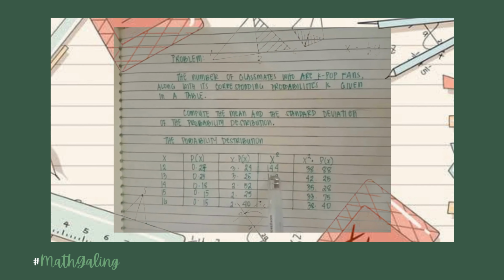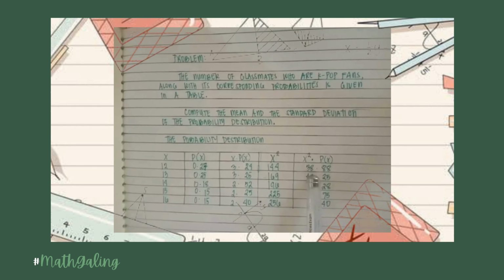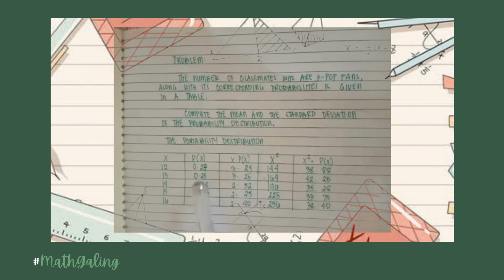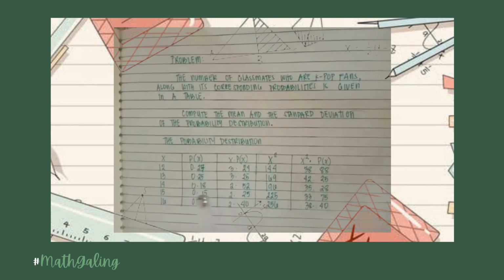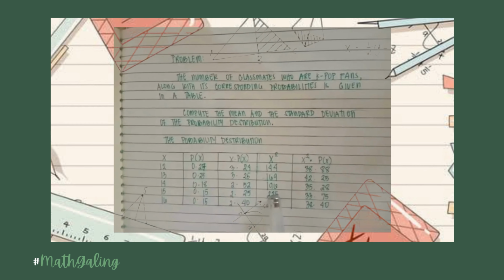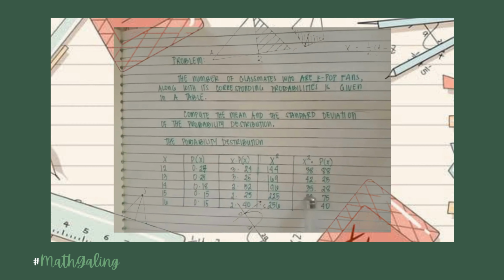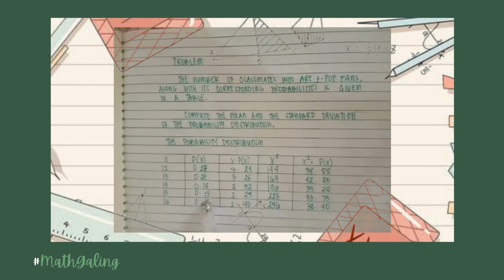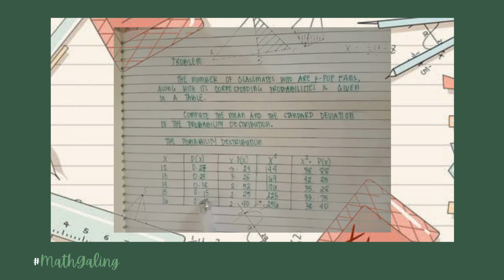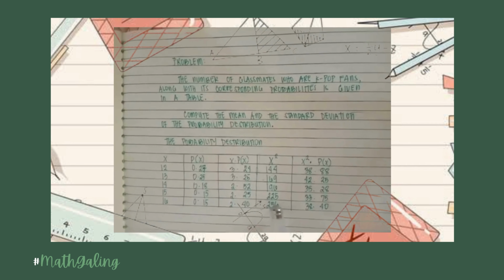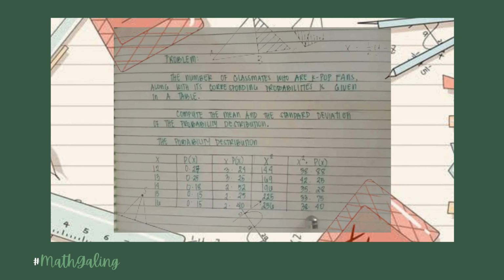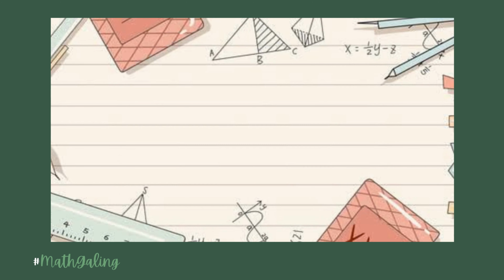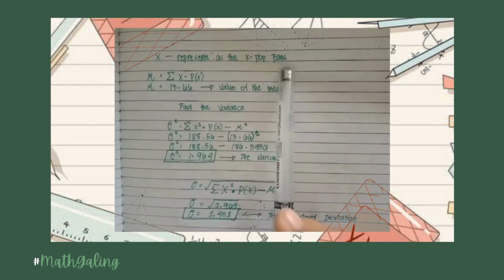0.27 times 144 equals 38.88. 0.25 times 169 equals 42.25. 0.18 times 196 equals 35.28. 0.15 times 225 equals 33.75. 0.15 times 256 equals 38.40. X represents the K-pop fans.